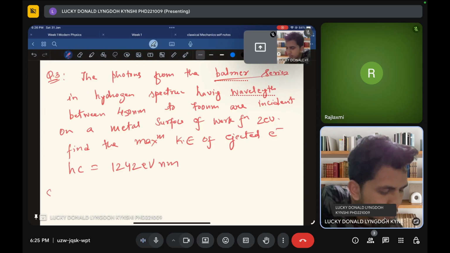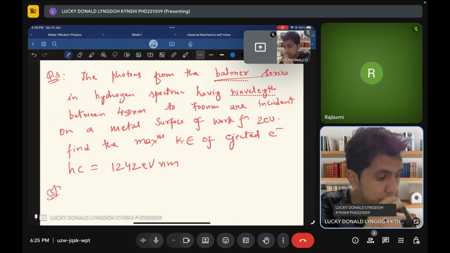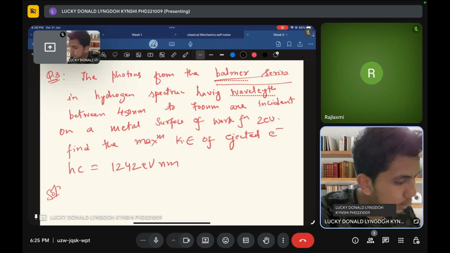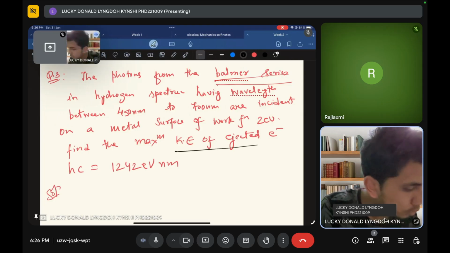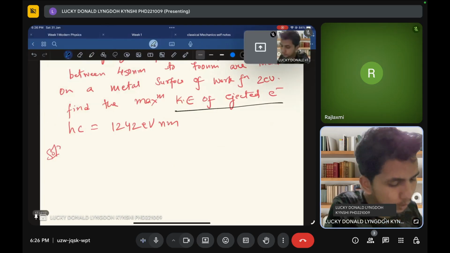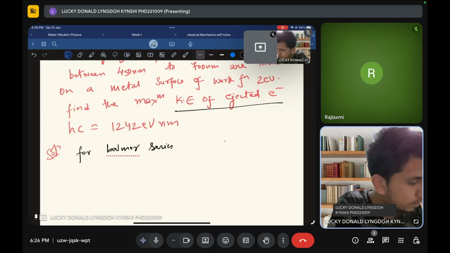Okay, so this problem relates your Balmer series as well as the kinetic energy of the ejected electrons. So what you need to do, you know that, right? For Balmer series, nf, the final state, will be equal to 2, right?